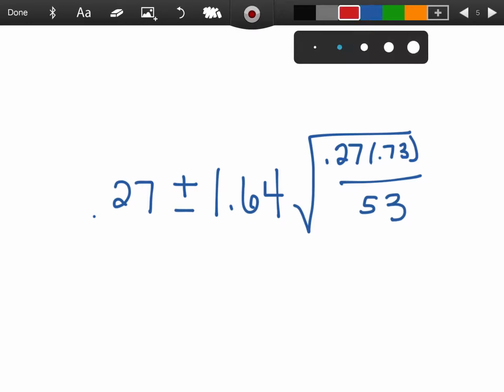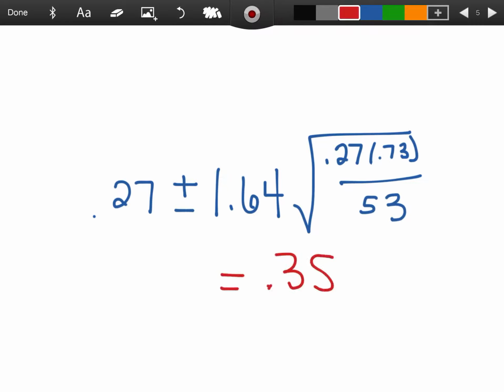The first thing I'm going to do is above. I'm going to type in my calculator 0.27. I'm going to add 1.64 of those standard deviations. So second, I'm going to get my square root. I'm trying not to estimate here. So 0.27 times 0.73 over 53. And I got 0.35. So my upper end is going to be 35%.